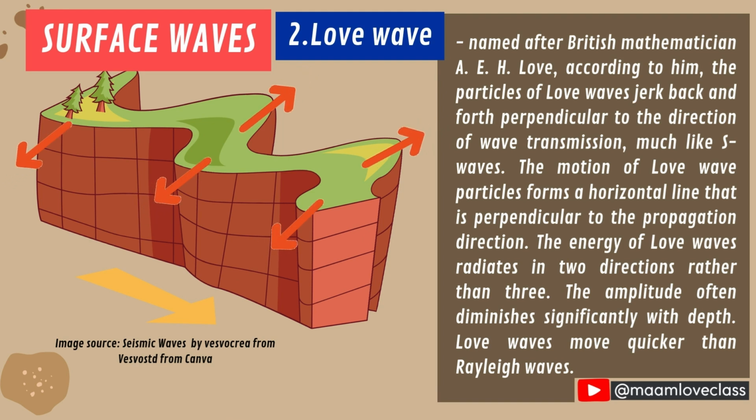This is named after the British mathematician Augustus Edward Love. According to him, the particles of Love waves jerk back and forth perpendicular to the direction of wave transmission, much like the S waves. The motion of Love wave particles forms a horizontal line that is perpendicular to the propagation direction. The energy of Love waves radiates in two directions rather than three.